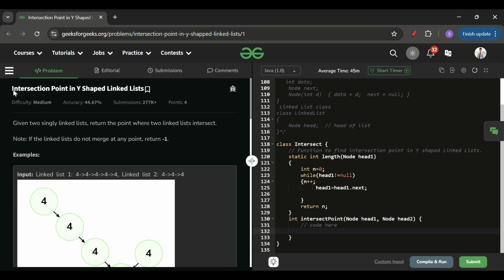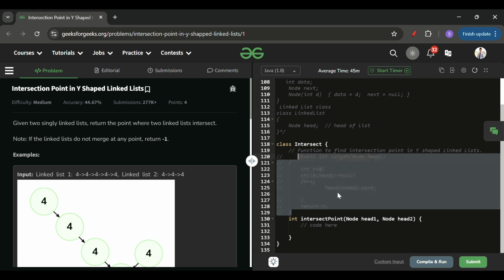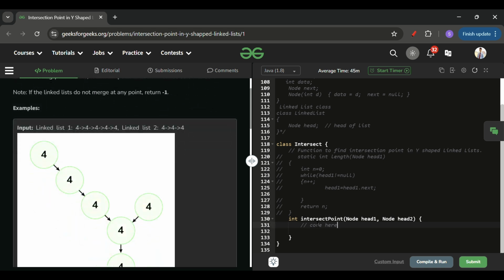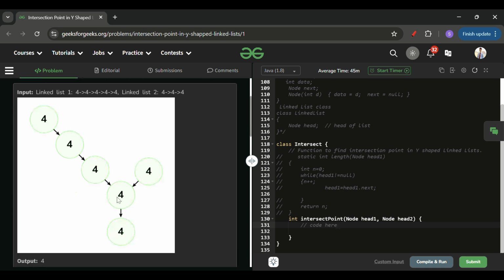So today's problem is intersection point in Y-shaped linked lists, which is marked as a medium level problem, and I agree with it. Okay, let's find out what we will be given in this problem and what we have to do. We will be given two heads of two linked lists, and we have to return the value of the intersection point. What does this mean? This means if these two linked lists are combining or joining at any point, I have to return that value.